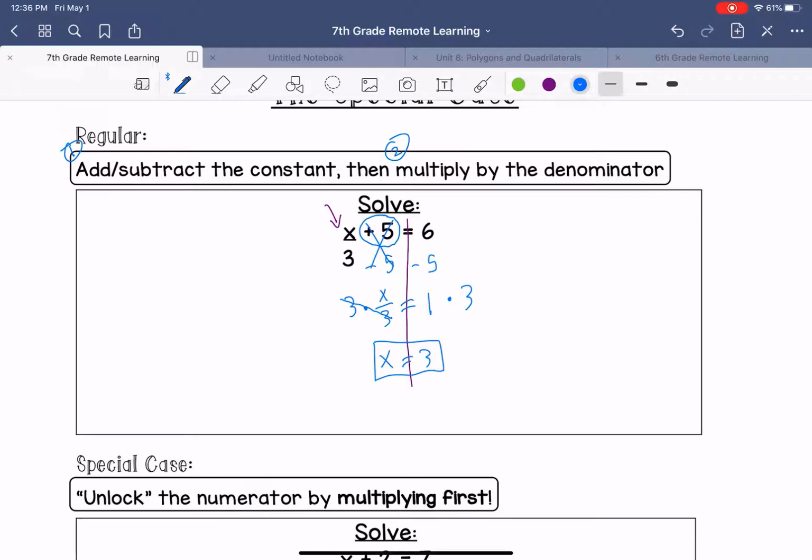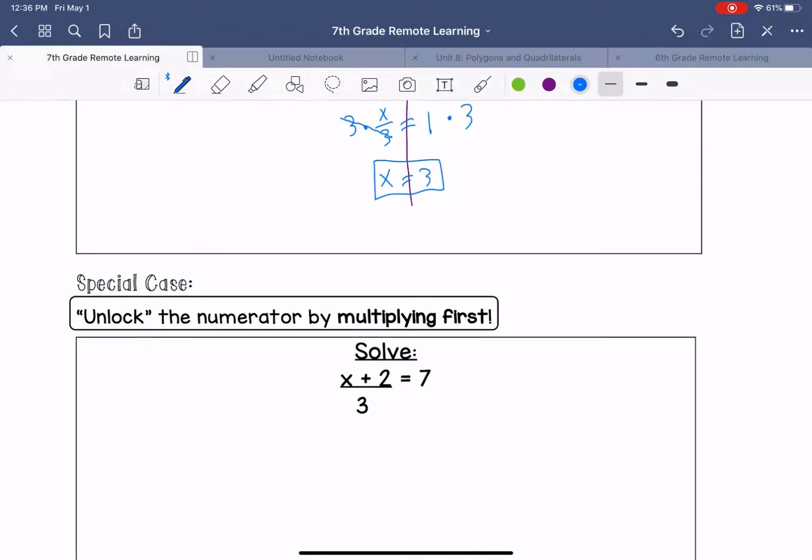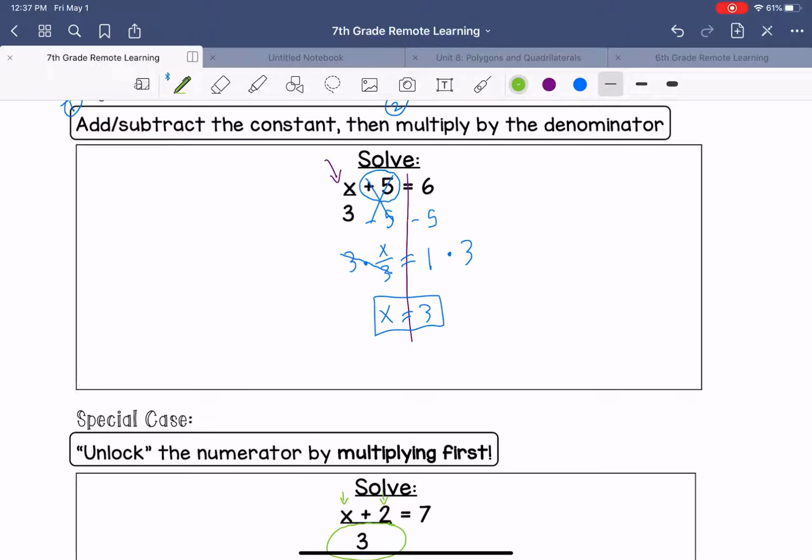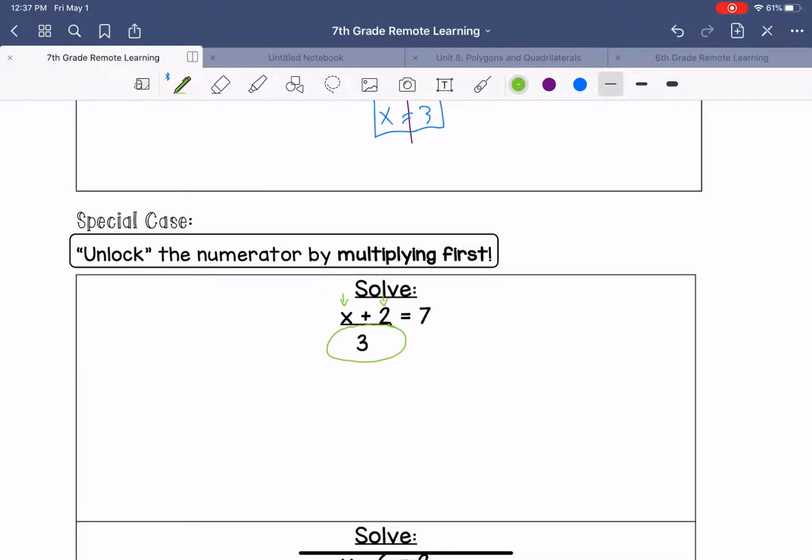We've done problems like that lots of times before. But now we're going to look at something that's a little bit different. Okay, so if we look at this equation right here, what you might notice is that this 3 has a longer line above it. And the 3 is under both the x and the 2. If you look up here, it was just under the x and the plus 5 was by itself. But notice that the plus 2 is now also over the 3.